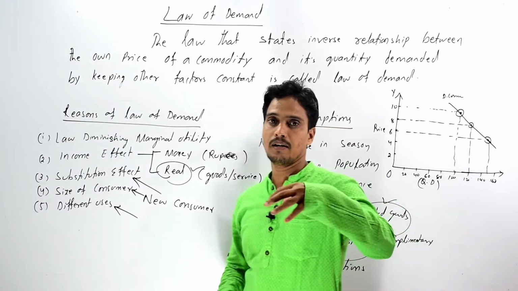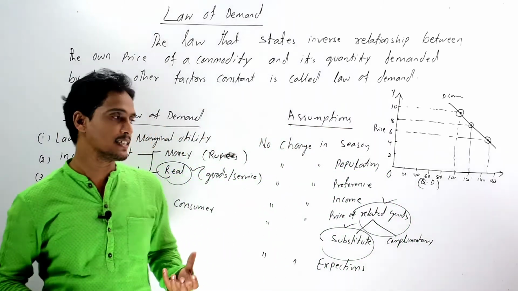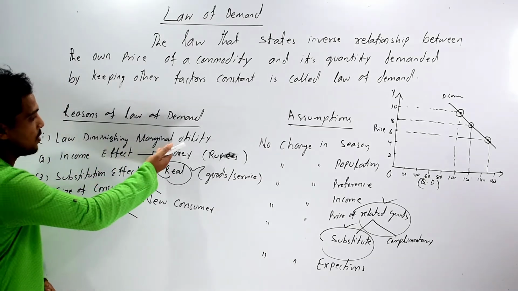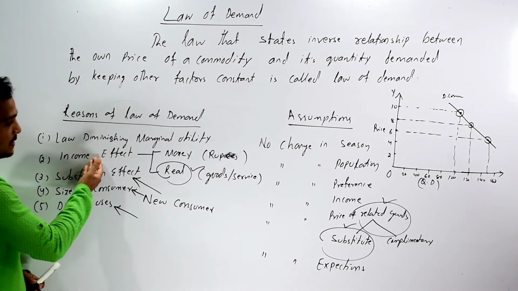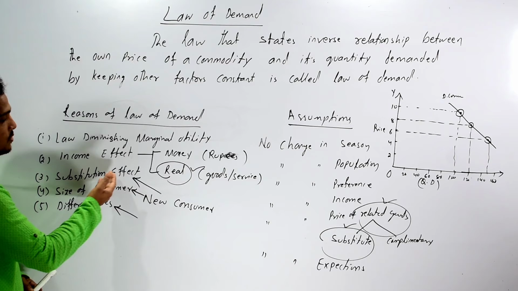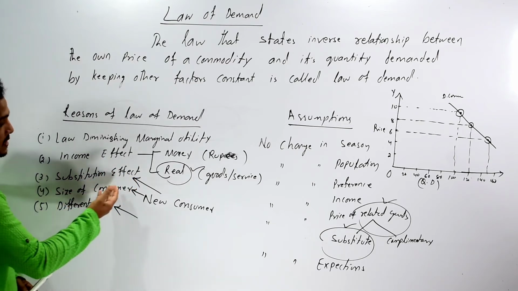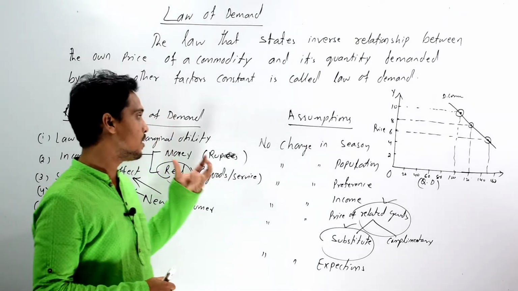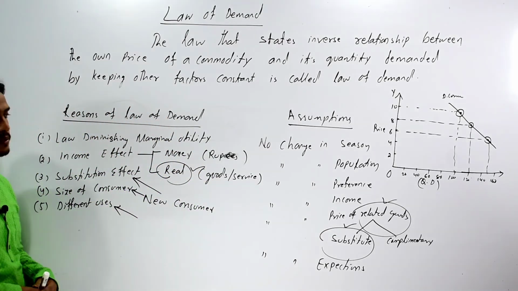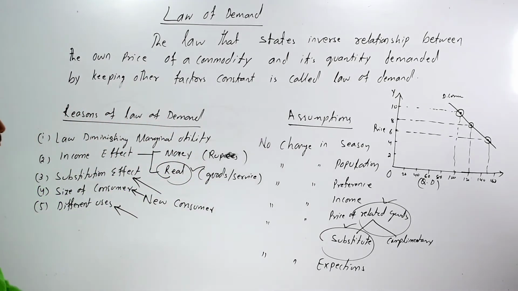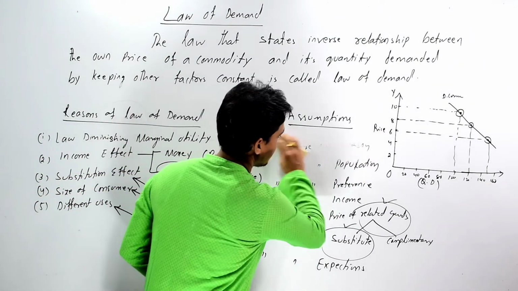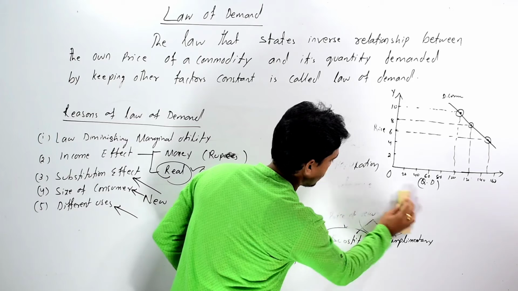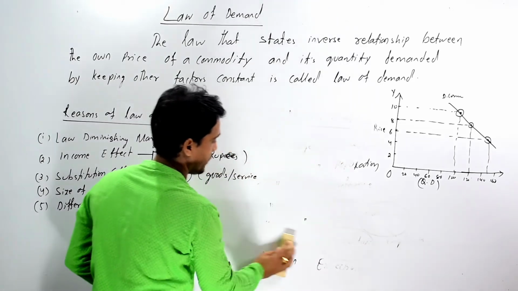That means when the price of the commodity decreases, the demand for the commodity increases due to the law of diminishing marginal utility, due to the income effect, due to the substitution effect, due to the size of the consumer, or the different uses of the commodity, or the different uses of the goods. So now come to the various exceptions to our law of demand. That means where the law of demand may not operate.